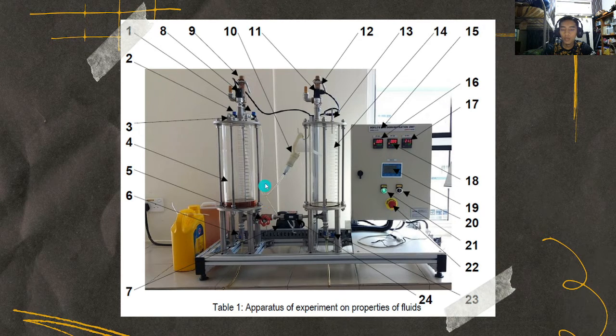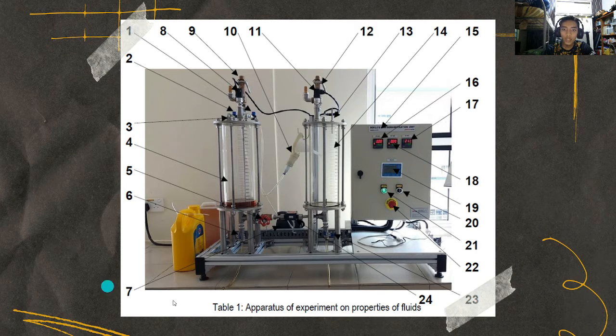So we must make sure all the valves, this one, are closed, and the main switch, number 21, and the air compressor switch P101, which is the compressor on off switch, are turned off.